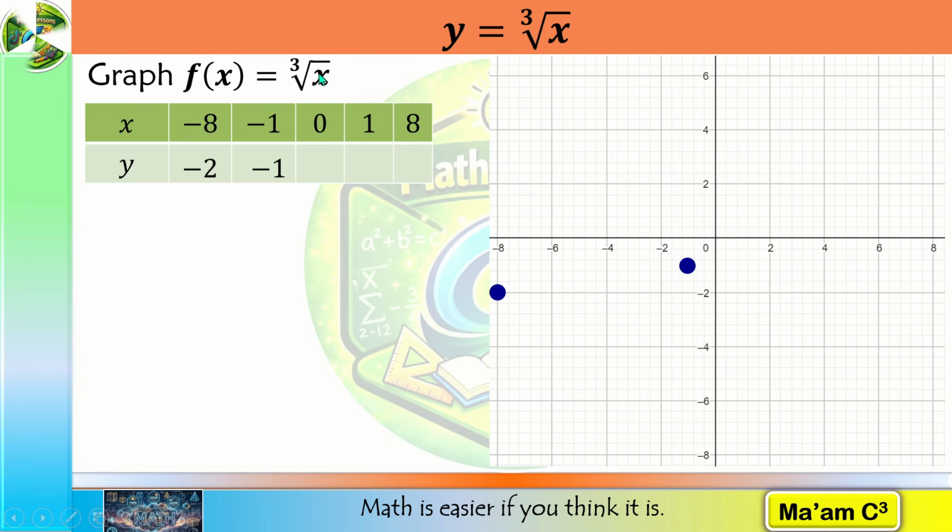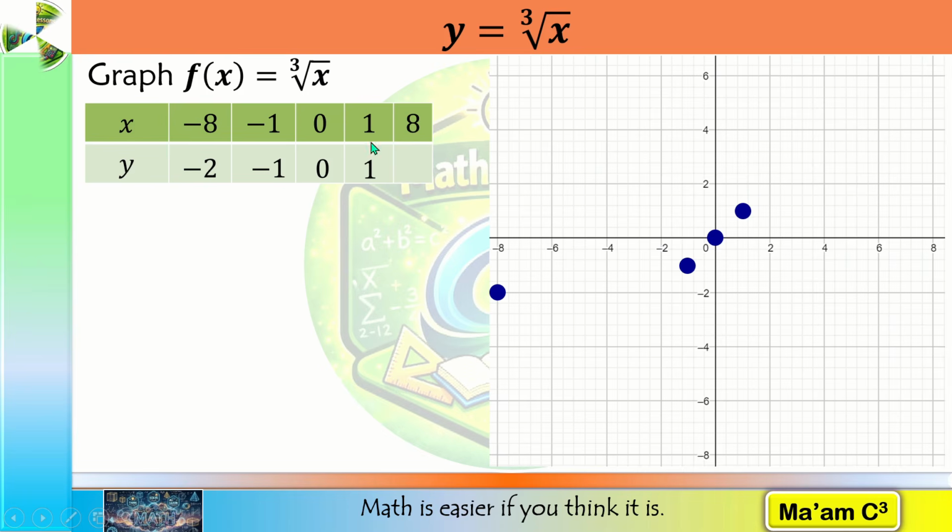When I substitute 0 here, the cube root of 0 is 0. It means at the origin. Substituting 1, the cube root of 1 is also 1. So from 0 to 2 at the middle, so the point is here.